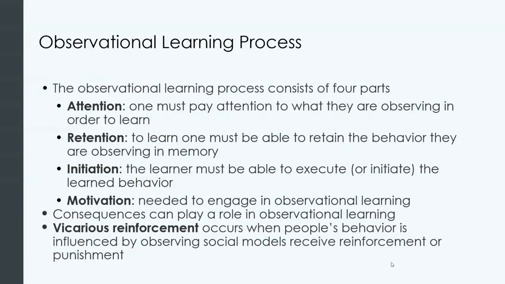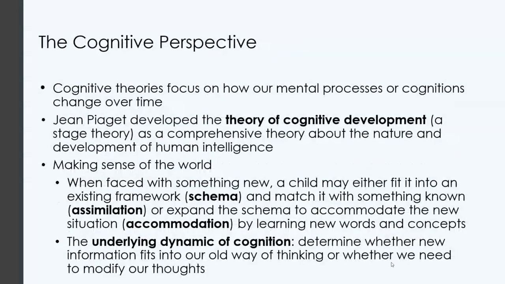Obviously, if you're going to learn how to do something when someone is demonstrating it to you, they have to have your attention. If you're not paying attention, you're obviously not going to learn what you were hoping to learn. And you have to be able to retain it, right? You have to be able to remember it somehow. And then you also have to be able to execute it, do it on your own. And the fourth part is having the motivation to actually do it. And so this is all part of what can affect us when we're learning observationally.